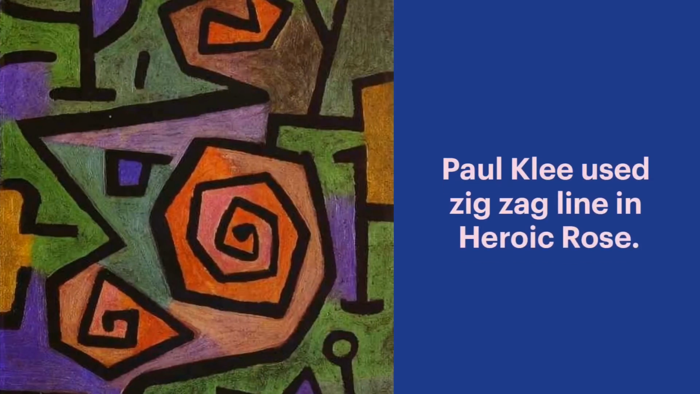There are many different types of lines in this picture. This picture is titled Heroic Rose, and it was done by the artist Paul Klee. But if you look to the left of that big rose, you will see a very important and wide zigzag line.